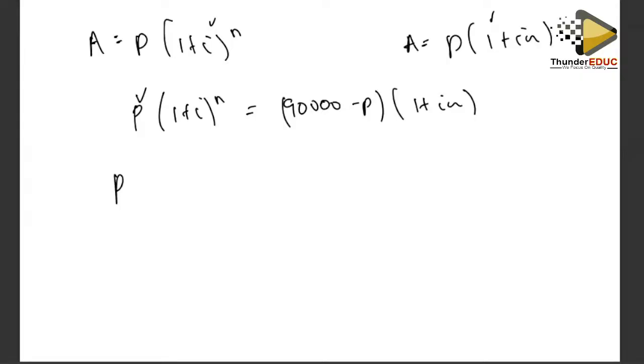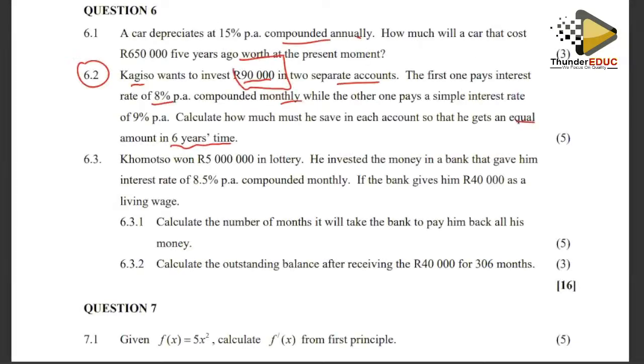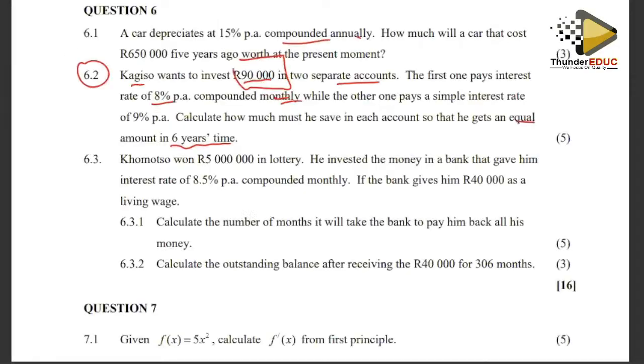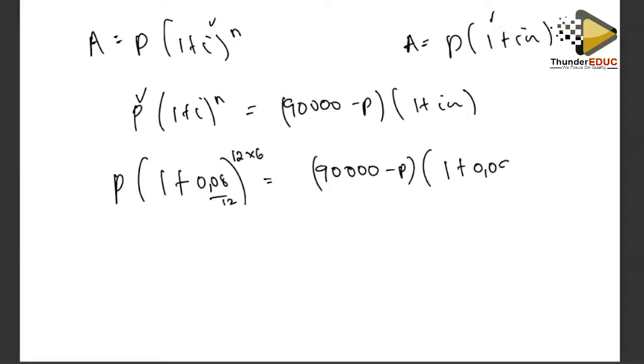Let's do the substitution. This is 1 plus the interest rate for the compound, which is 8% monthly. Okay, so it's 0.08 over 12 to the exponent of, for how long? For 6 years now. So times 6. This is 90,000 minus P into 1 plus, the interest rate there is 9% per annum. So 0.09 multiplied by 6.